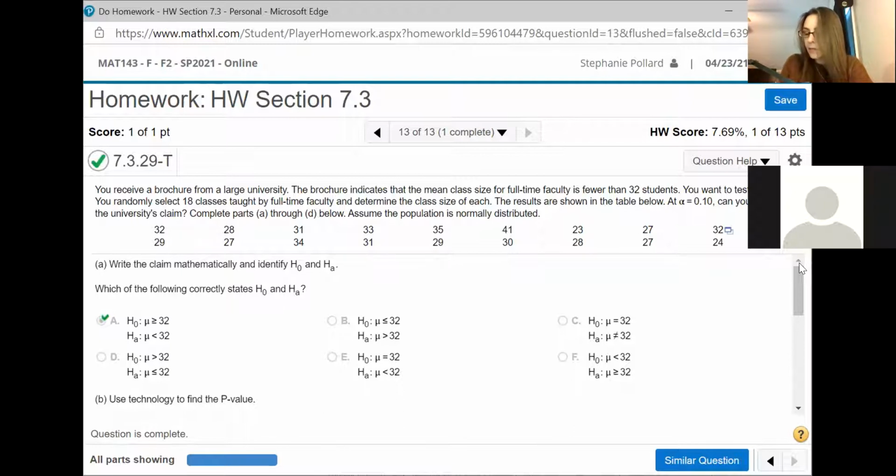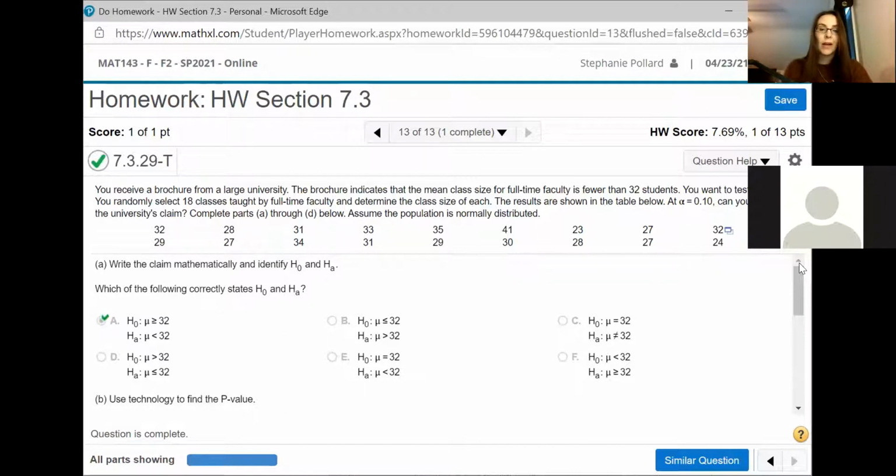class size for full-time faculty is fewer than 32 students. Okay. I also see that we're going to randomly select 18 classes by full-time faculty and determine the class size of each. So if we're selecting 18 classes, our sample size is 18. And that is your n. So n represents sample size when we're going through formulas and things like that. So that will be our n value.